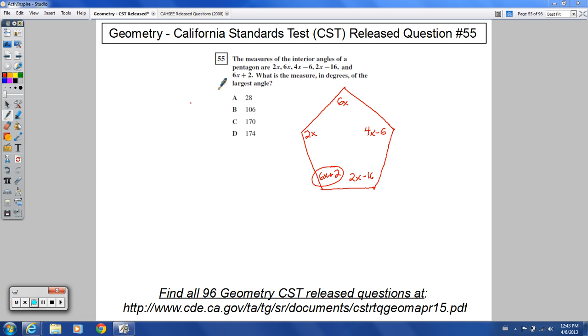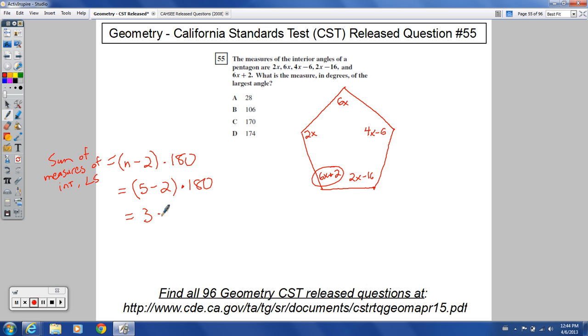So first of all, we have to know what the measures all add up to. The sum of the measures of the interior angles of any n-gon, any polygon, is always n minus 2 times 180. So you have 5 for the number of sides, minus 2, times 180. That would be 3 times 180, which is 540. So they're all supposed to add up to 540.